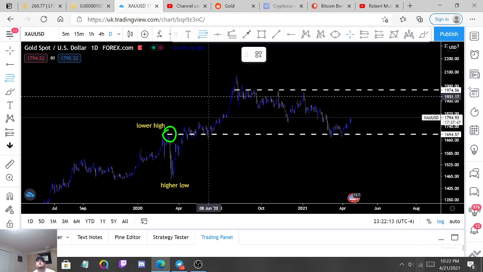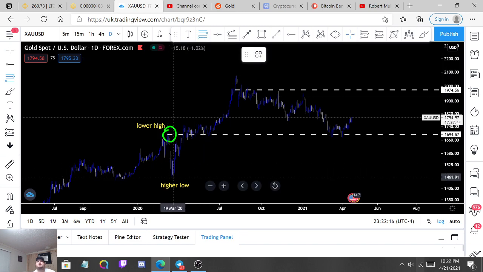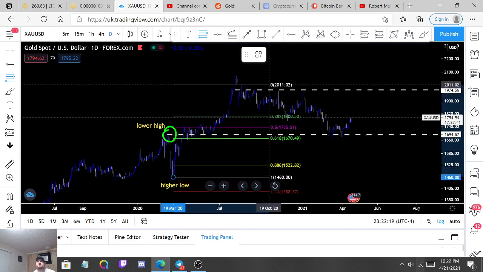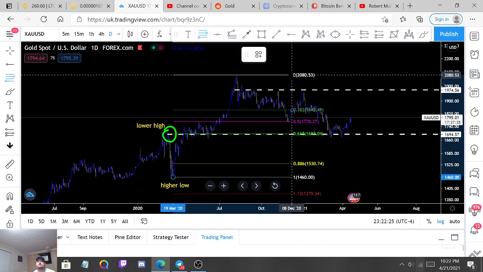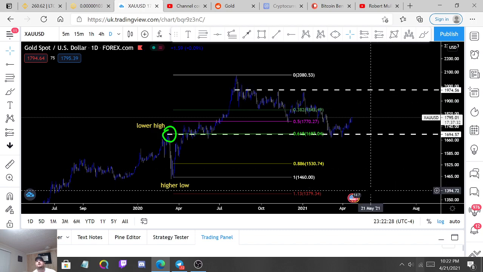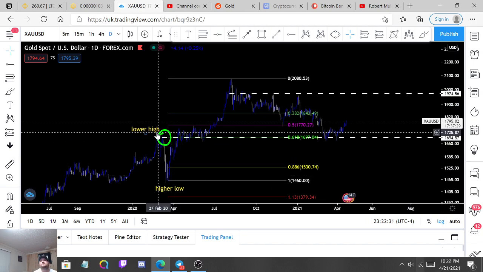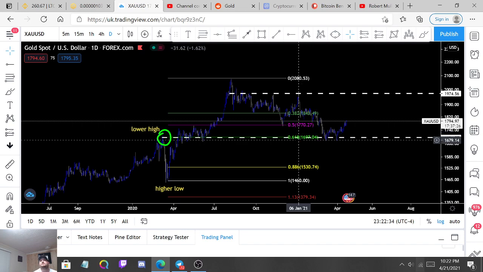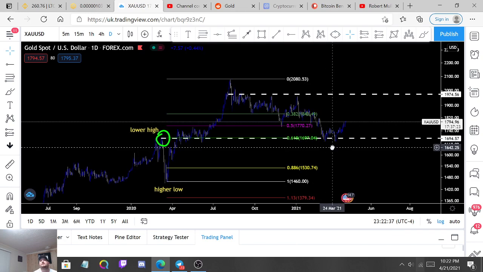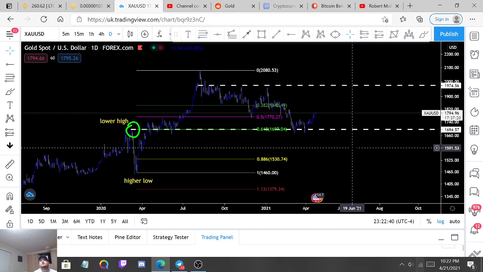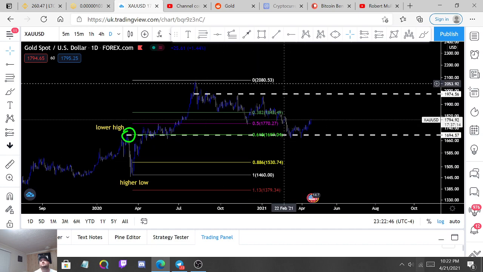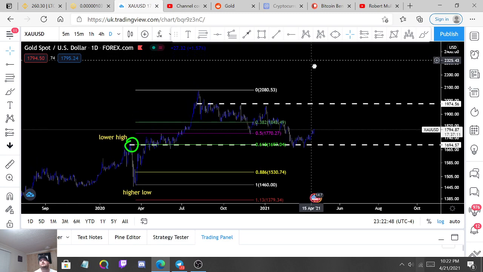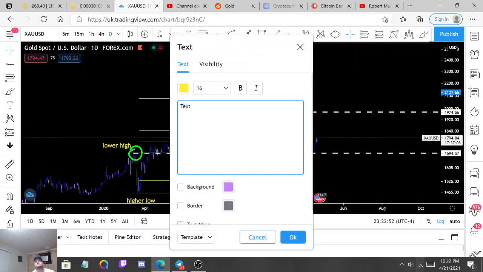With that move, I was able to pull my Fibonacci tool from 1460 to 2,080 bucks. And I knew that if we pulled back down here to 1697, it would allow the best risk to reward on the trade. Right here at my high, and this right here a higher high.